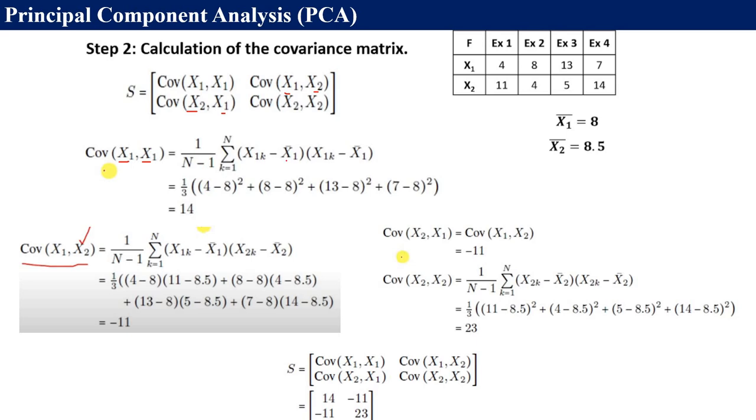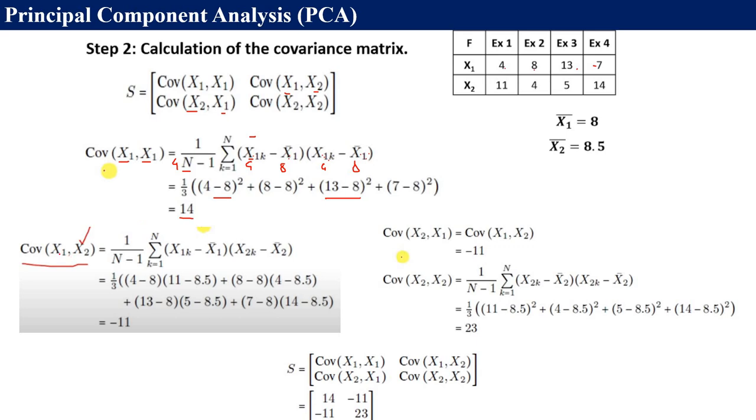Here x1 minus x1 bar means: for the first value, 4 minus 8 squared. Second value is 8, so 8 minus 8 squared. The third one is 13, so 13 minus 8 squared. The last value is 7, so 7 minus 8 squared, as x bar is 8, and divided by 3. The n is equal to 4, so 4 minus 1 is 3. So we'll get the covariance of x1 and x1.